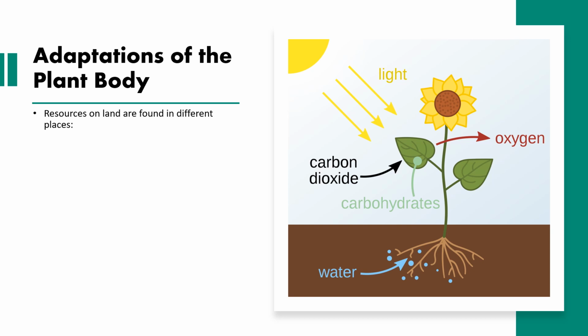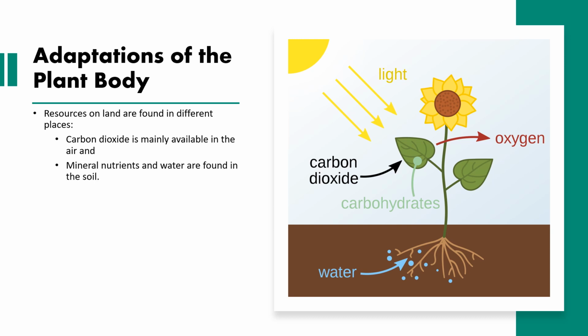So now we're going to go over some of the adaptations of the plant body. Now, the different resources that are necessary for photosynthesis and for other processes for plants are going to be found in different locations than would be found in the water, the way that algae would get them. So for example, carbon dioxide will be mainly available in the air. So it's going to be atmospheric carbon dioxide, it's going to be a gas.